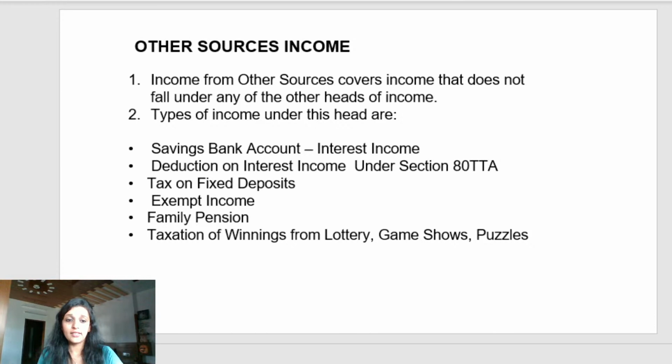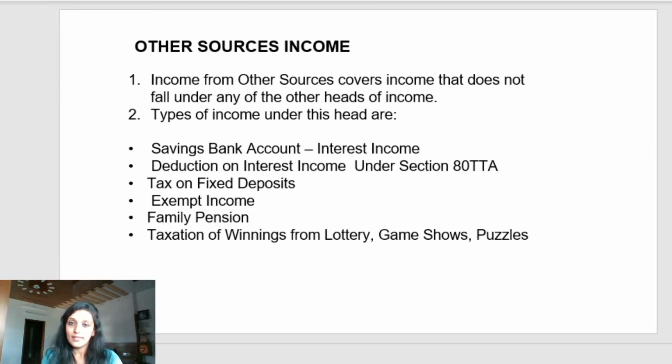Senior citizens are not entitled to the benefit under section 80TTA. For senior citizens, there is a section called 80TTB, in which they will get a deduction of rupees 50,000 on the interest income which they receive from fixed deposits with banks, post office, etc. So if your age is less than 60 years, include your interest income in the other sources head and claim the deduction under 80TTA. But if you are a senior citizen, then avail the deduction up to rupees 50,000.